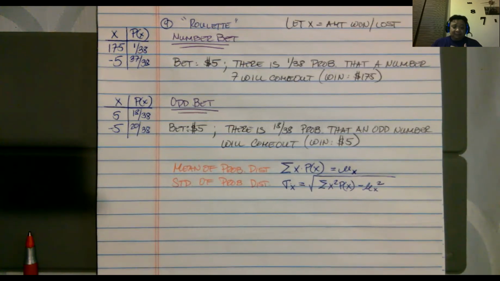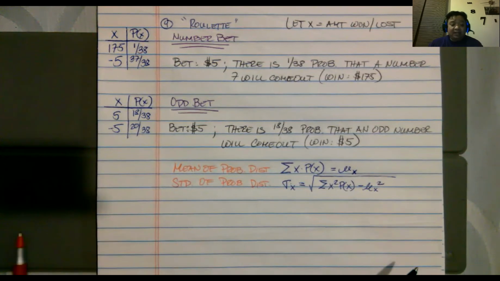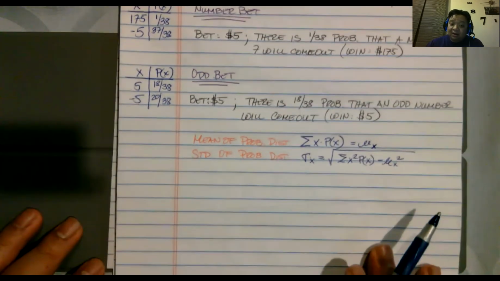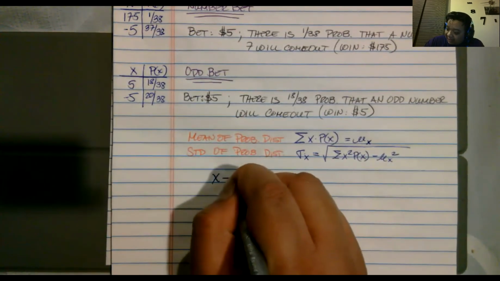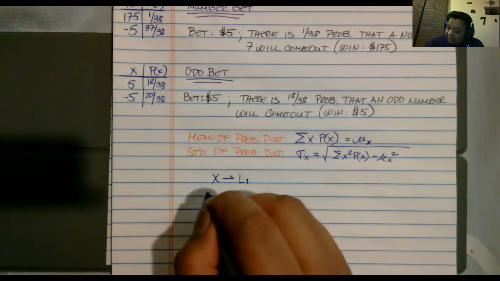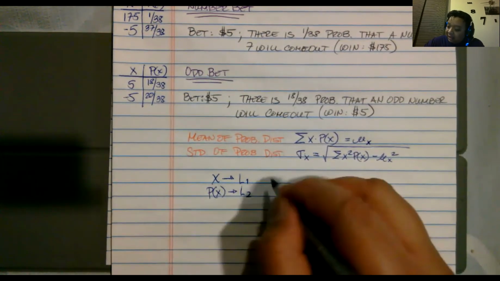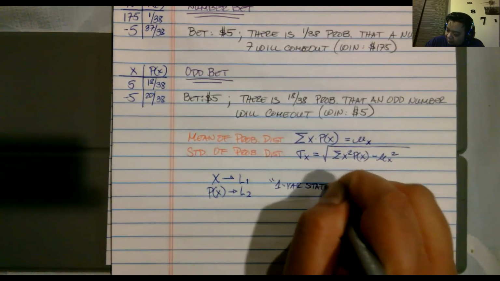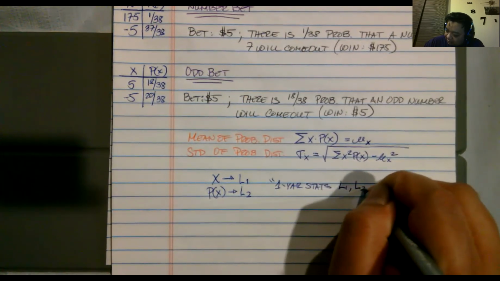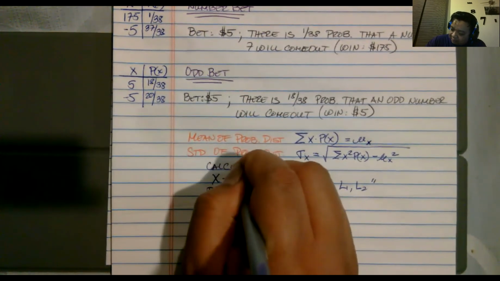Now, as we've seen before, we obviously use our calculator to find both mean and standard deviation. So we need to talk about how to put this on your calculator. The x has to go to L1, and the p of x has to go to L2. Okay, and then you do one variable statistics, L1 comma L2. So this is the calculator instructions.